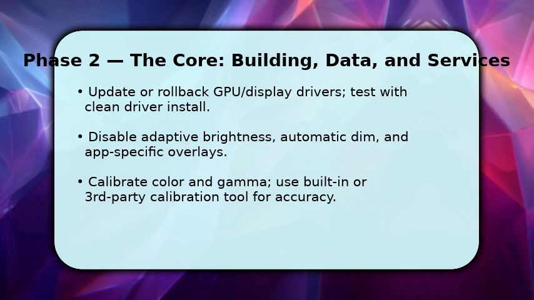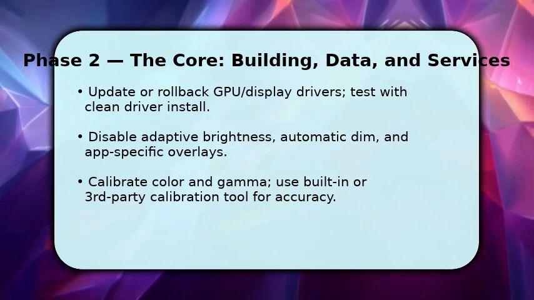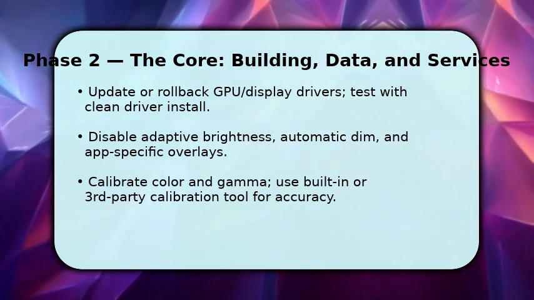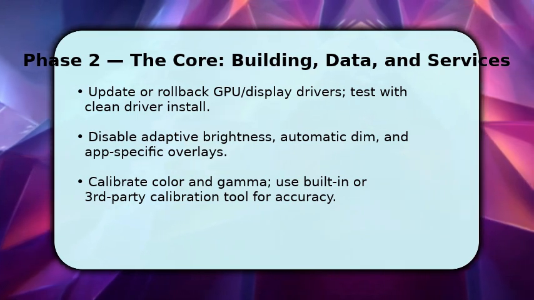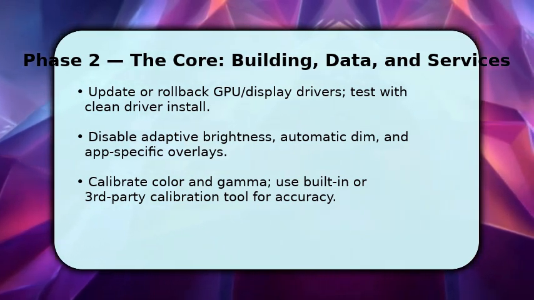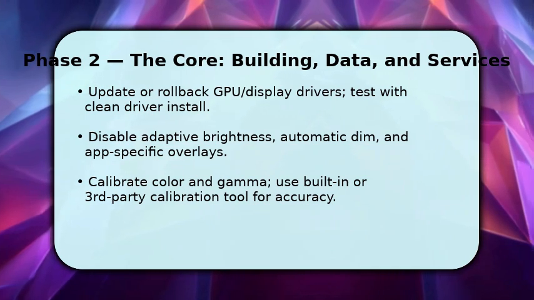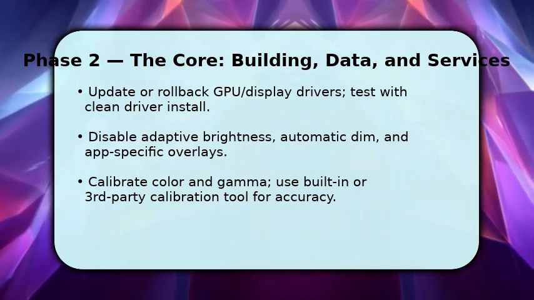Calibrate color, gamma, and contrast using the OS tool or a trusted third-party app to ensure perceptual brightness matches numerical values. Finish by validating both software changes and hardware integrity.